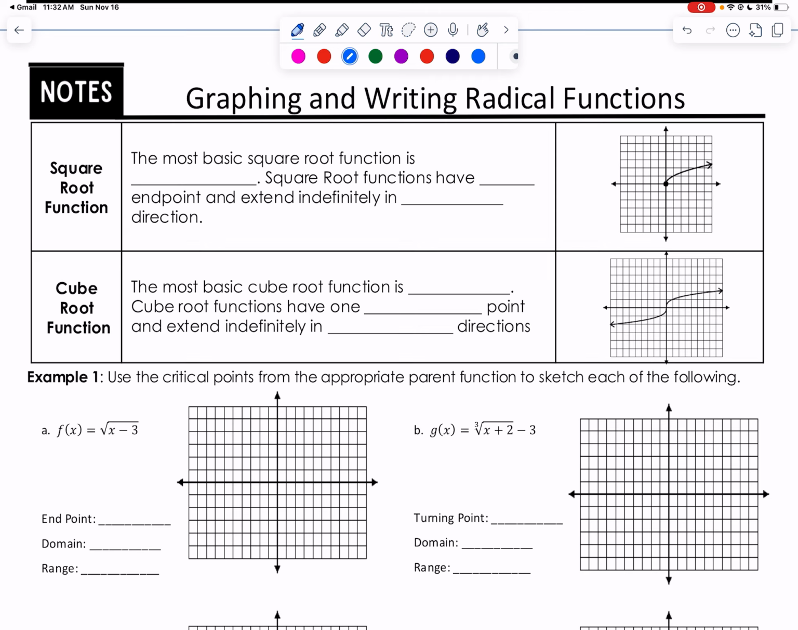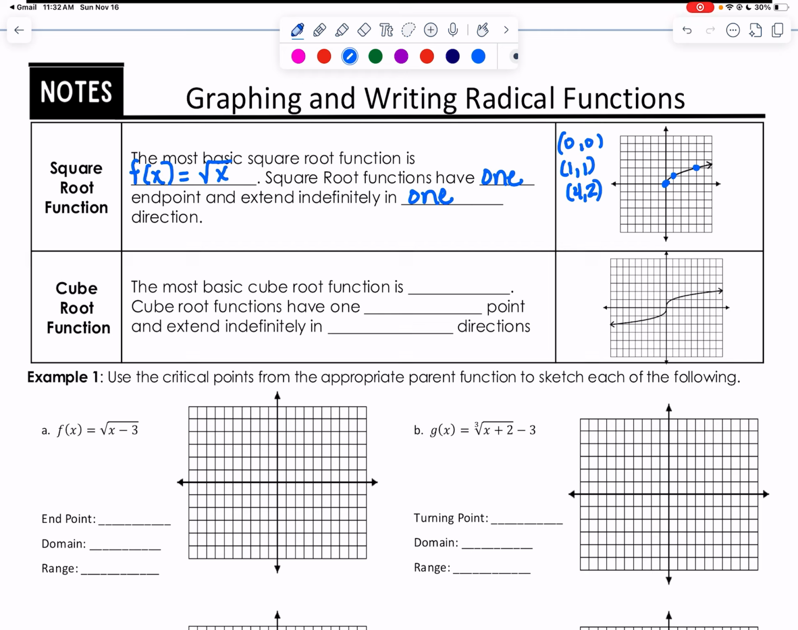So, square root function. The most basic square root function is f of x is equal to the square root of x. Square root functions have one endpoint and extend indefinitely in one direction. So what I want to review with you is that the square root parent function starts at 0, 0, and then it has ordered pairs at 1, 1 and 4, 2. So we will be using these as our critical points. Let me just write them down to graph transformations of this function.